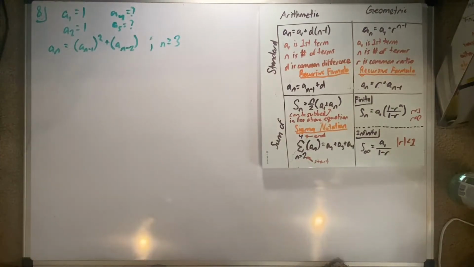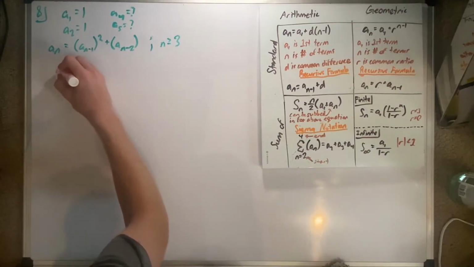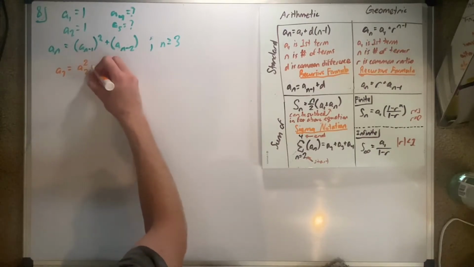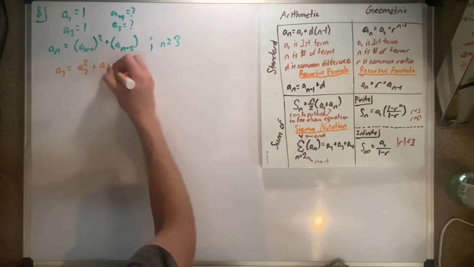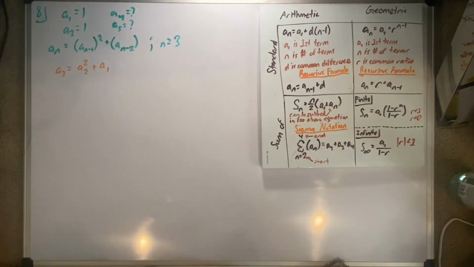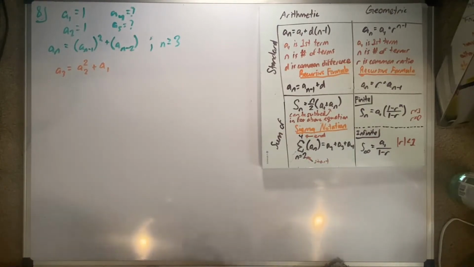Well, we have to purposely go along and do it every single time. So let's first solve for a3. So a3 is equal to a2 squared plus a1, just a1, not squared. I don't know why I wrote that. And this one will work because n is greater than or equal to 3, so this will perfectly work.